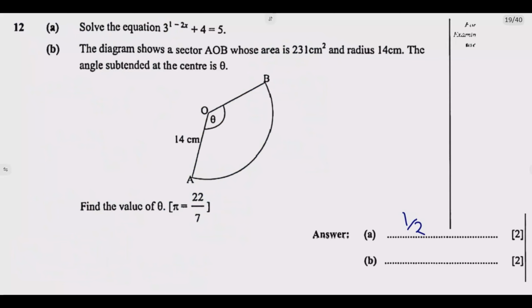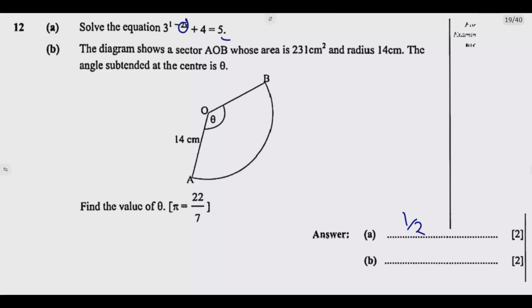So if you put half here, this will be 1. 1 minus 1 is 0. 3 to the power 0 is a 1. 1 plus 4 is a 5, which is the same as this 5 this side. So you would have answered the question and gotten it correct.